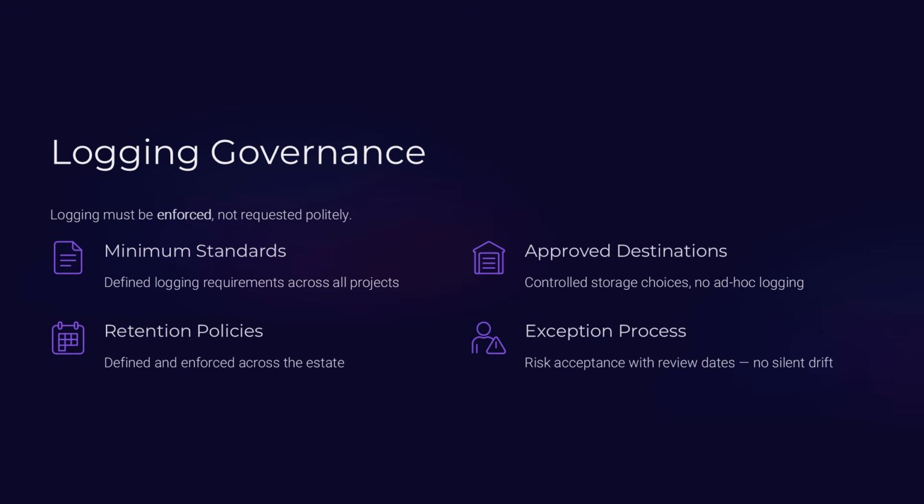With gaps understood, you now define governance because logging must be enforced, not requested politely. Governance includes minimum logging standards, approved storage destinations, defined retention policies, and a controlled exception process with risk acceptance and review dates. Leaders care because governance provides assurance and adaptability. Architects care because governance reduces drift and prevents each project from creating its own logging interpretation. When you govern logging, you build a platform that stays observable even as teams change and adoption grows.